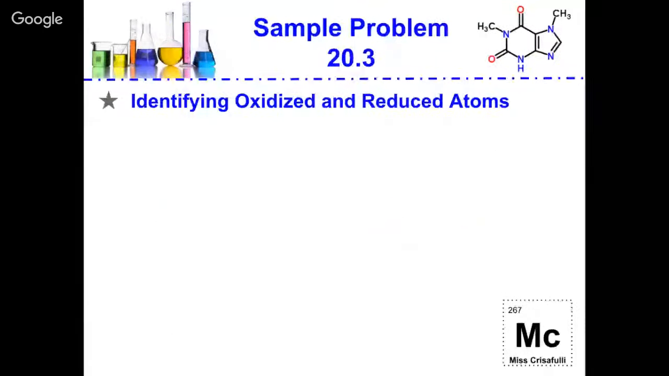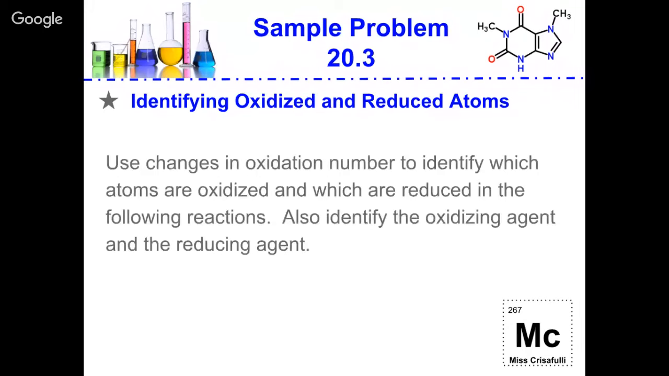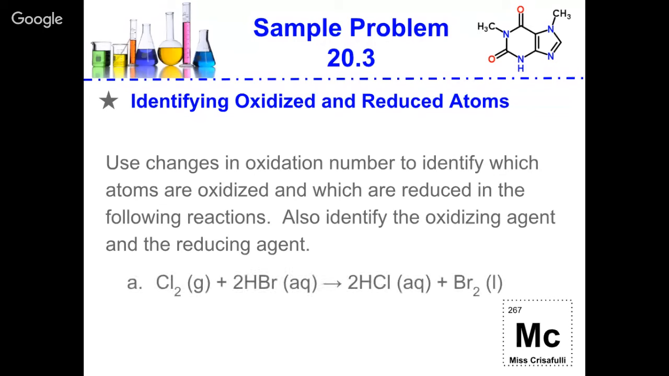So let's look at another example problem where we're going to identify what's being oxidized and what's being reduced. We're going to use changes in the oxidation numbers to identify which atoms are oxidized and which are reduced, and then also identify the oxidizing agent and the reducing agent. So here's our first equation and then our second equation. So let's look at these.